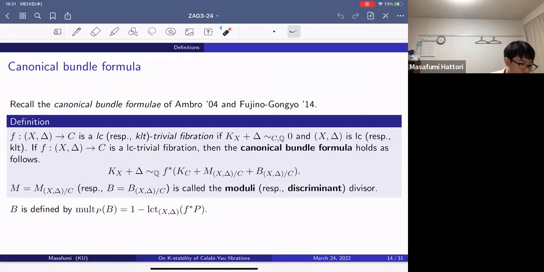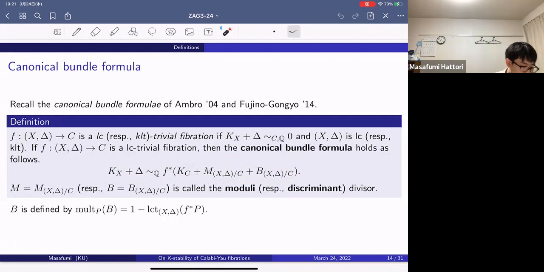And let us recall the canonical bundle formula of Ambro and Fujino-Gongyo. So let f be an LC-trivial fibration, so f is an LC-trivial fibration if K_X plus Delta is linearly equivalent to 0 over C and (X, Delta) is log canonical. And so we can define KLT-trivial fibration similarly. And so if f is an LC-trivial fibration, then the canonical bundle formula holds as follows. So K_X plus Delta is the pullback of this divisor. And here M is called the moduli part and B is the discriminant.